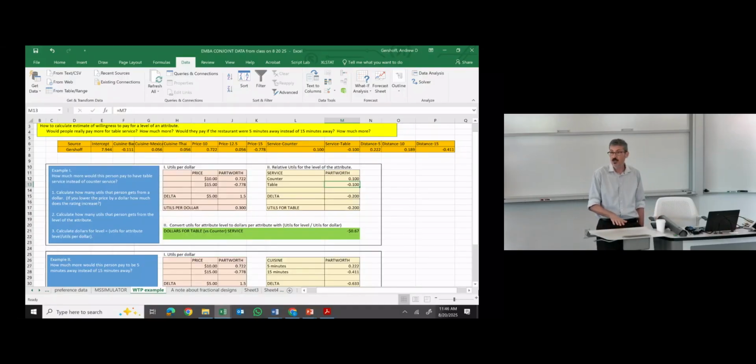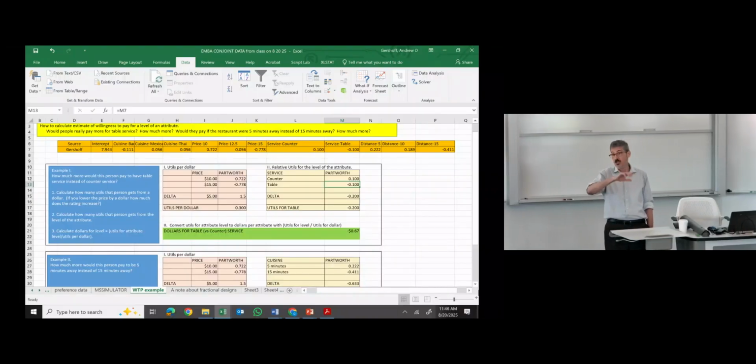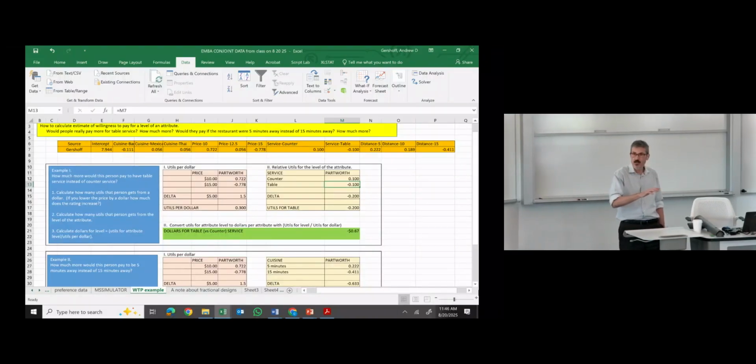I make assumptions of linearity. That is, that the relationship between the independent variable and the dependent variable is linear. And if I don't like linearity, I have to do something like change the functional form, or I use dummy codes as another way to get around the linearity problem.